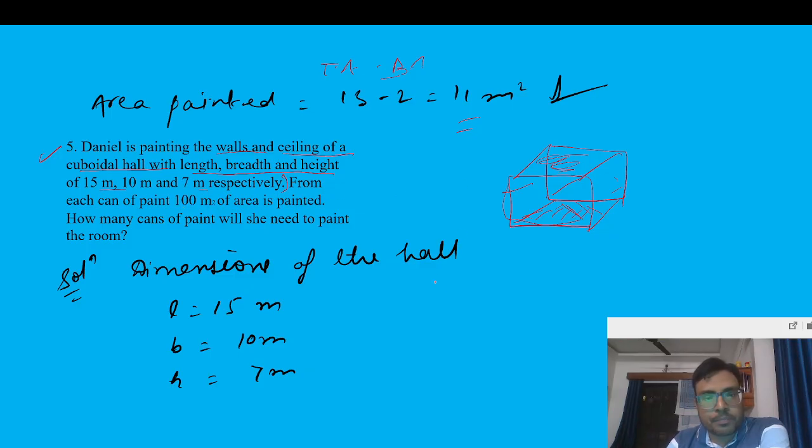From each can of paint, 100 meter square of area is painted. So how many cans are required? Now you got the catch. The dimensions of the hall, length, breadth and height, are given. So you have to calculate the total surface area and subtract the floor, or the other way is to calculate the lateral surface area, which, as I told earlier, is the area of four walls excluding top and bottom. Then add the area of the ceiling, with length and breadth.